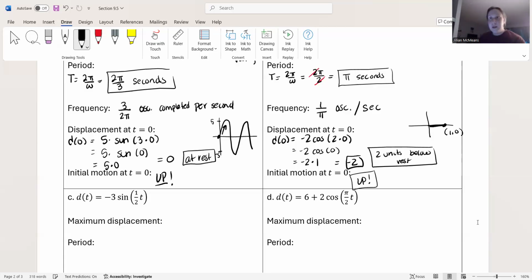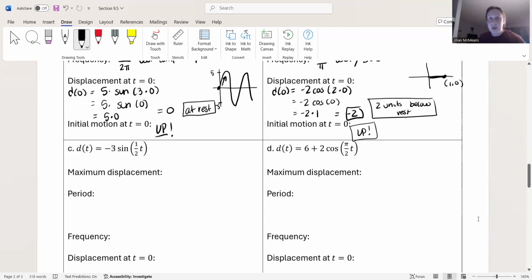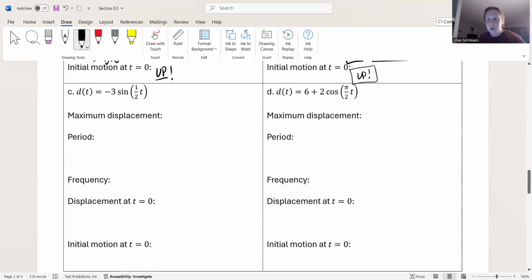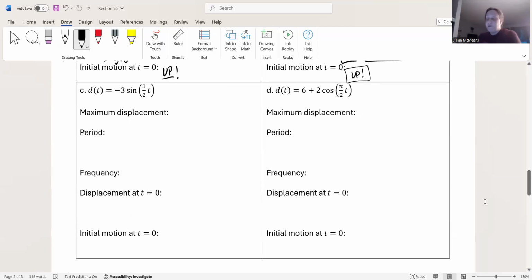All right. Let's look at the last two. I might scrunch my screen out. That's better. Okay, so for part C, we have d of t equals -3 times sine of 1/2 t. Okay, maximum displacement, remember that's just secretly asking for your amplitude. So we want the absolute value of whatever our sine function is being multiplied by. So the absolute value of 3 is 3. So the maximum displacement is 3 units above rest or 3 units below rest.